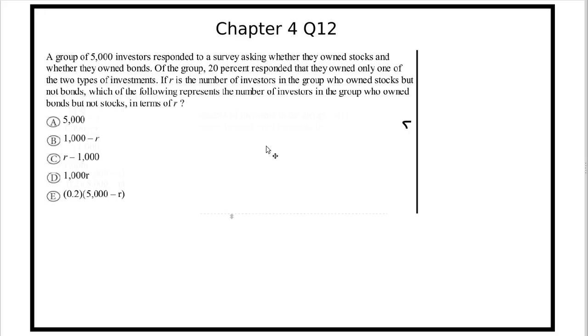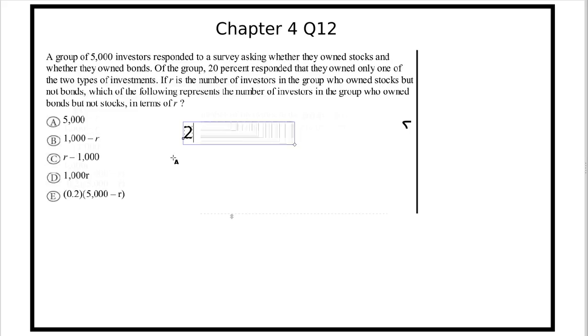So we are here using the 20%, because if you continue reading, if R is the number of investors in the group who own the stocks but not bonds, which of the following represents the number of investors in the group who own bonds but not stocks, in terms of R? So we will solve this in terms of R algebraically, but you will need to know how many of the investors are owning only one of the two things.